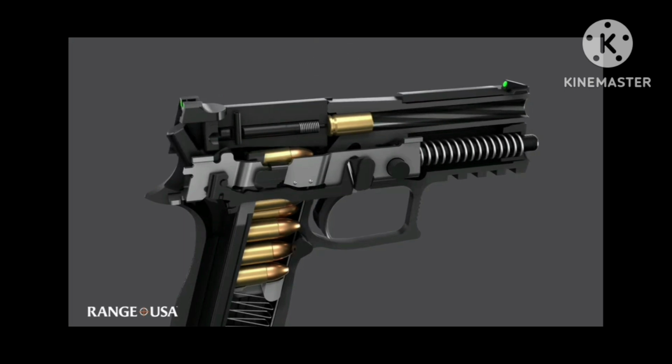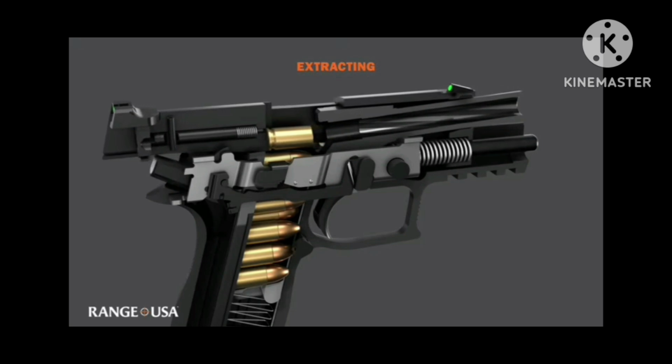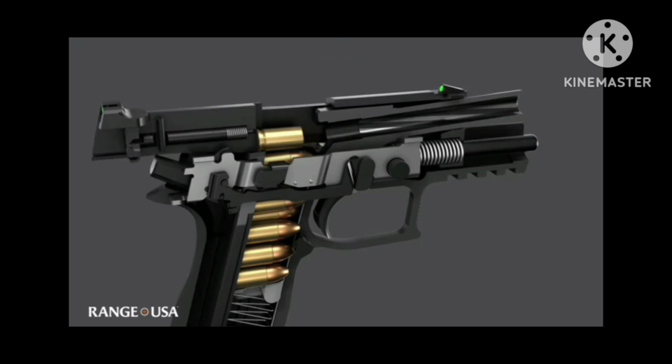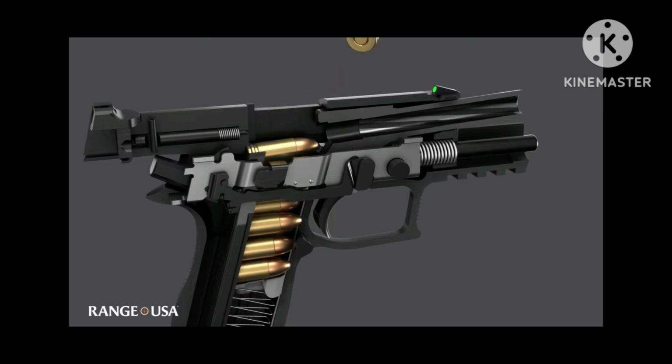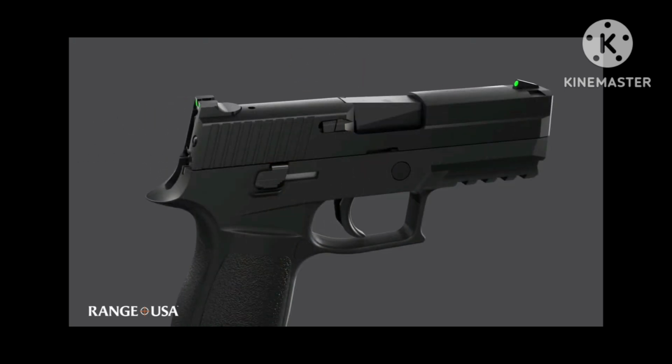And the spent cartridge is ejected out of the chamber, and the action unlocks the barrel, and the ejector pushes the spent casing out of the pistol, and the slide moves forward. The hammer is cocked, a new cartridge is chambered from the magazine, and the cycle starts over again.